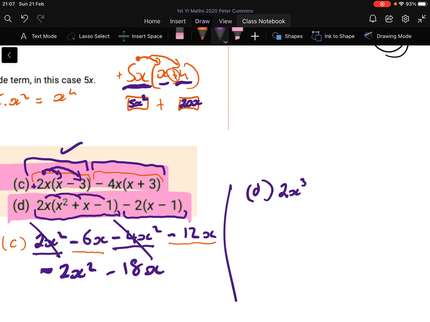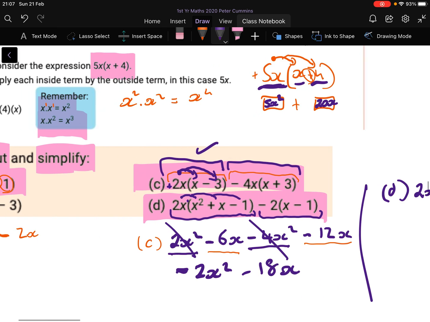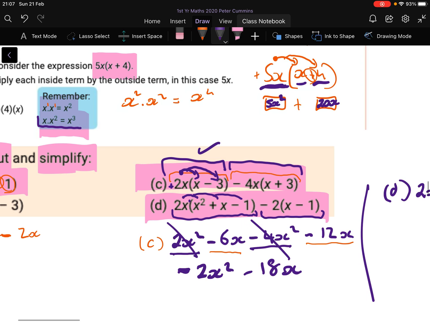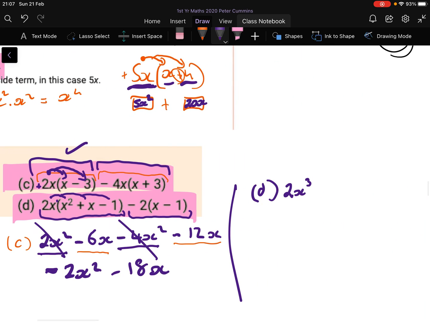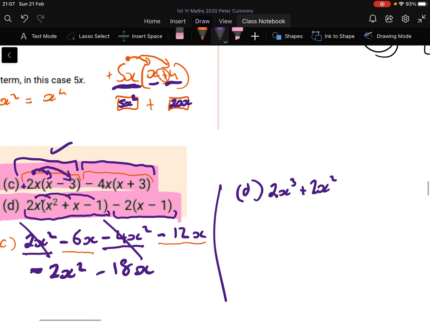Remember, x on its own is x to the power of 1. Add the powers. X by x squared is going to give me x cubed. So up here, remember, x by x squared gives me x cubed. That's how I got that 2x cubed. The second one, 2x multiplied by x, is going to give me 2x squared. And the last one, 2x multiplied by minus 1, is going to give me minus 2x. So minus 1 by 2 is just going to give us minus 2.